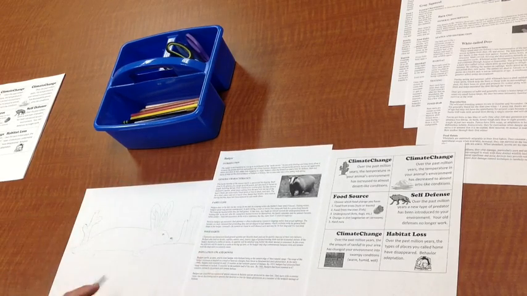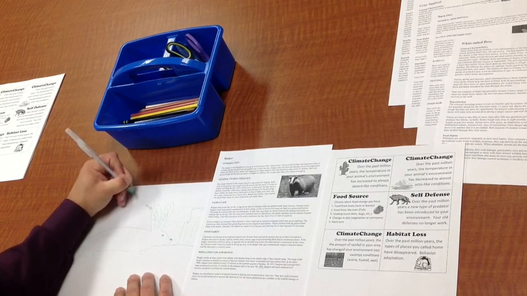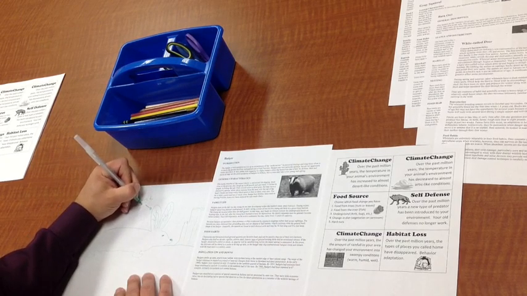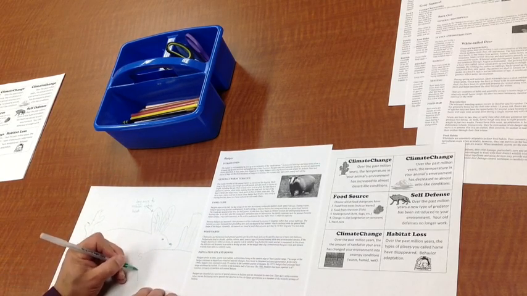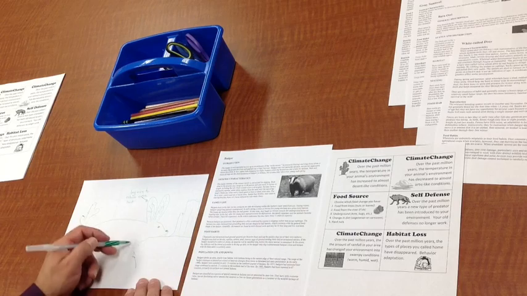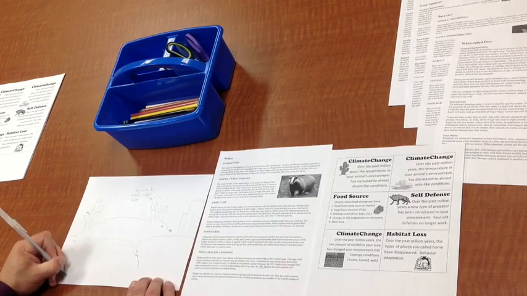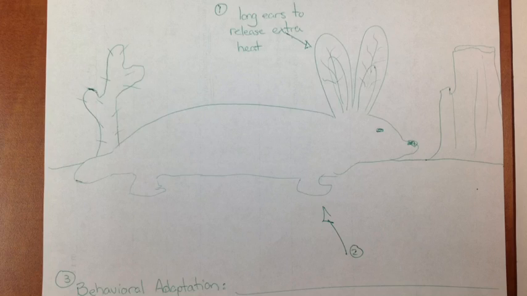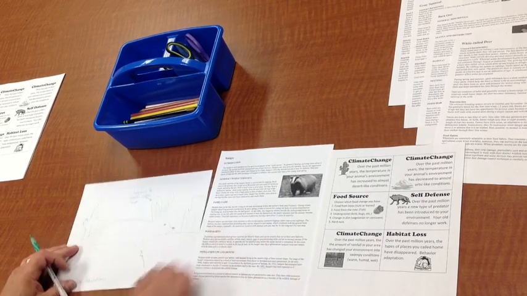Now, when I'm all done drawing, I'm going to label it. I'm going to put an arrow there, and I'm going to say long ears to release extra heat. So I'm going to draw whatever my adaptations are. If I have a foot adaptation, I'll draw it there. If it's just a behavioral adaptation, I might write here, behavioral adaptation, and then write a sentence about my behavioral adaptation.